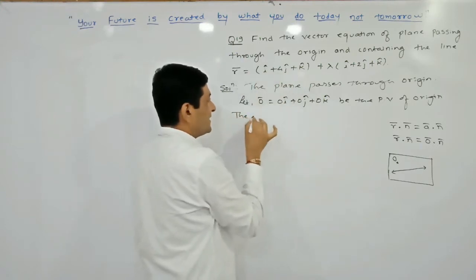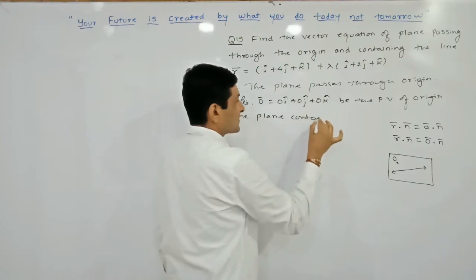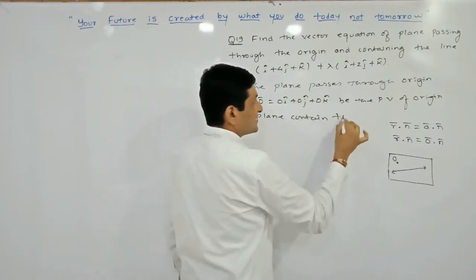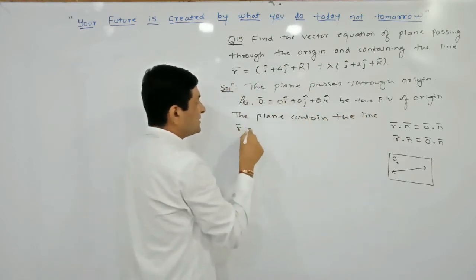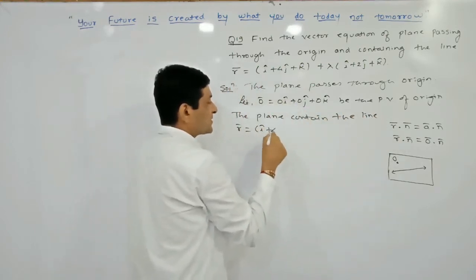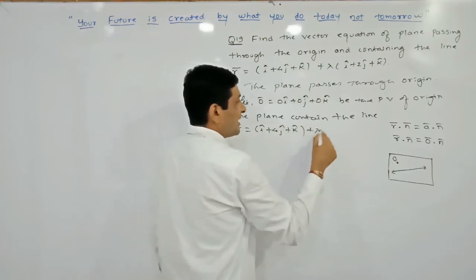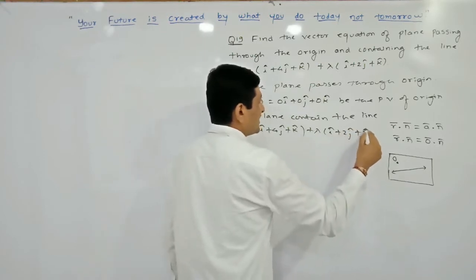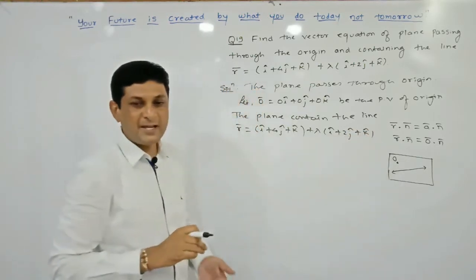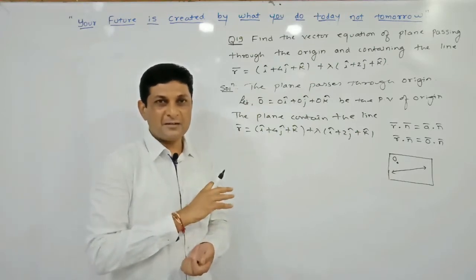The plane contains the line r bar is equal to i cap plus 4 j cap plus k cap plus lambda times i cap plus 2 j cap plus k cap. So from this equation of the line, we are trying to find the values of a bar and b bar.